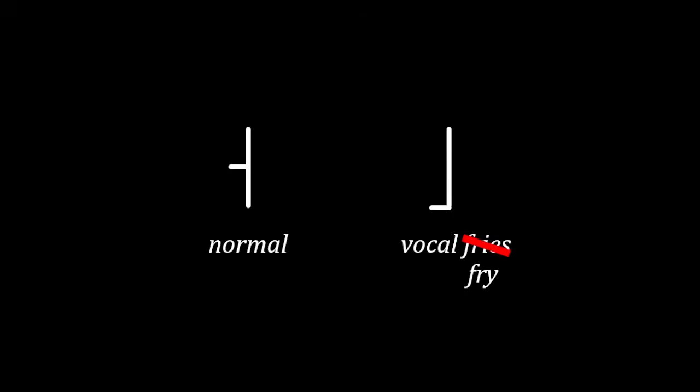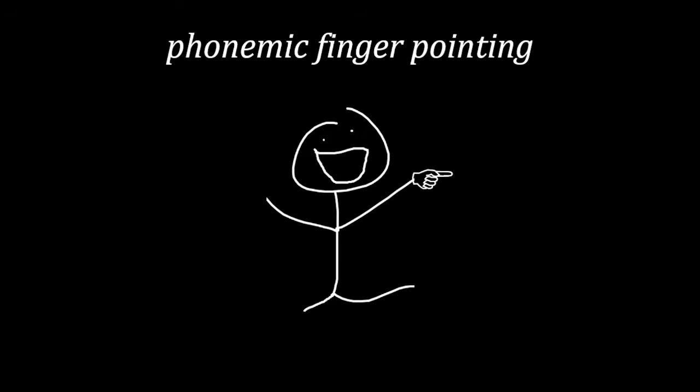Let's move on. CAQ IR is also a tonal language because of course it is, with two tonemes, normal and vocal fry. CAQ IR also contains what is known as phonemic finger pointing, which is cool because it not only acts like a phoneme, but it also indicates who you are talking to.